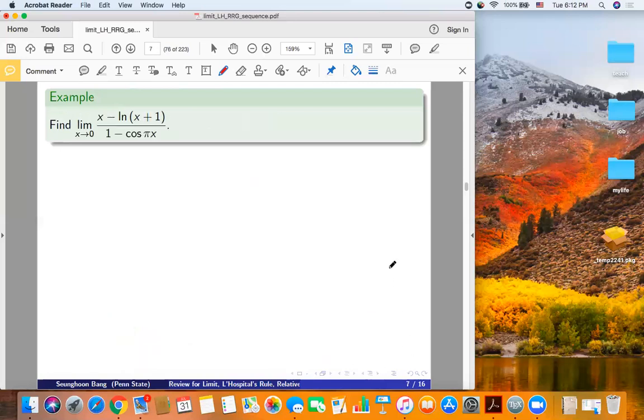The next one, the limit of x minus ln of x plus 1 over 1 minus cosine pi x. So you can check. You can plug 0 into x.